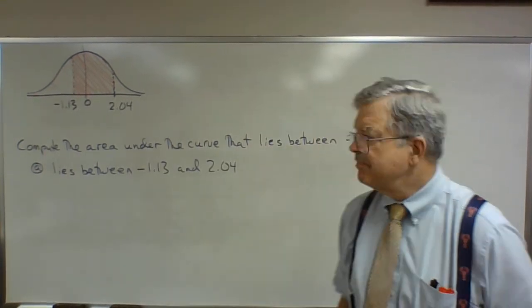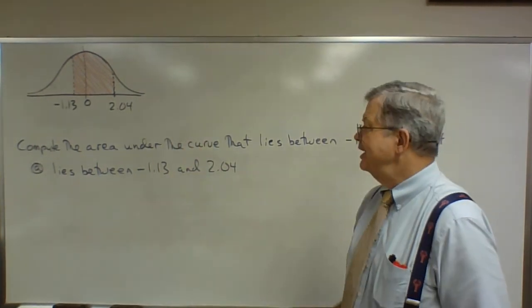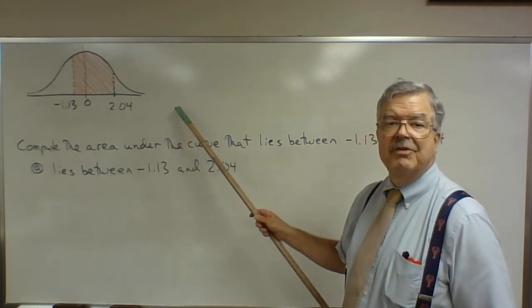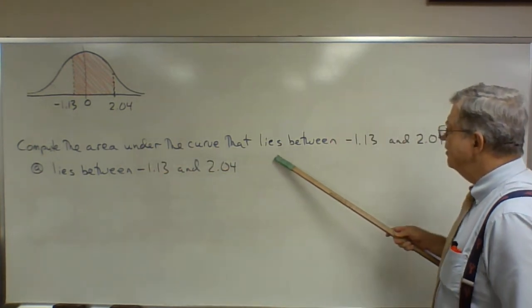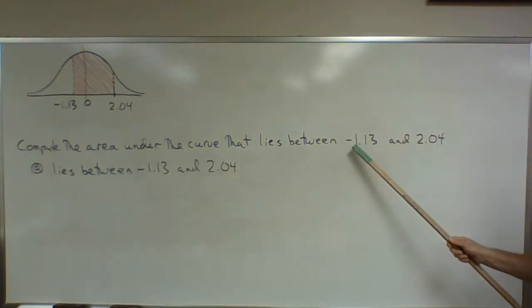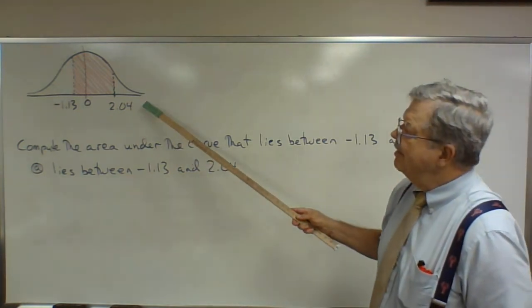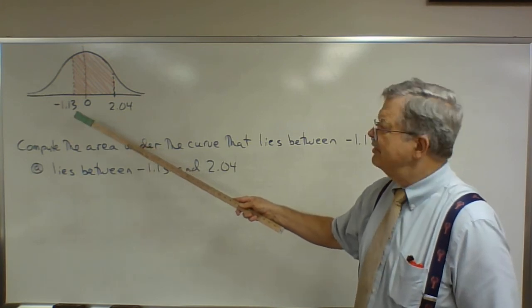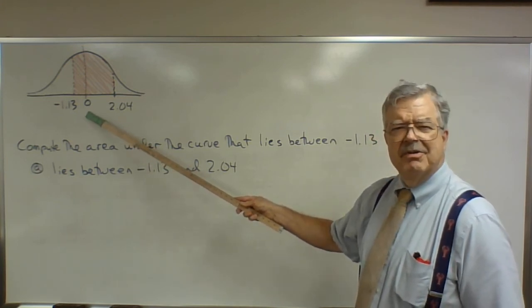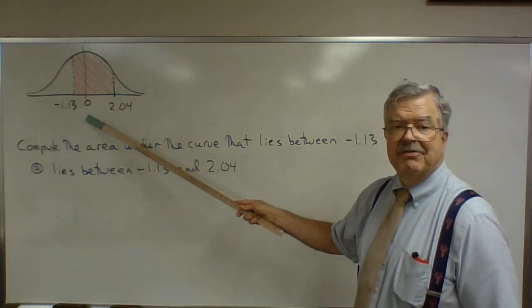Yep, that was right. Now here's a killer, but this is actually the kind of exercise that we'll be seeing quite a bit. Compute the area under the curve that lies between negative 1.13 and positive 2.04. That's the shaded area of this graph. But the shaded area of this graph doesn't look like the shaded areas of either of the graphs that we've been looking at.